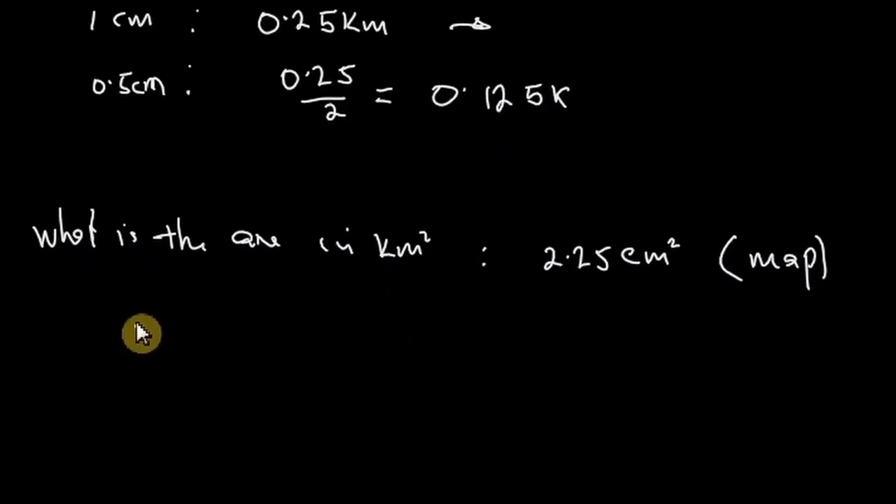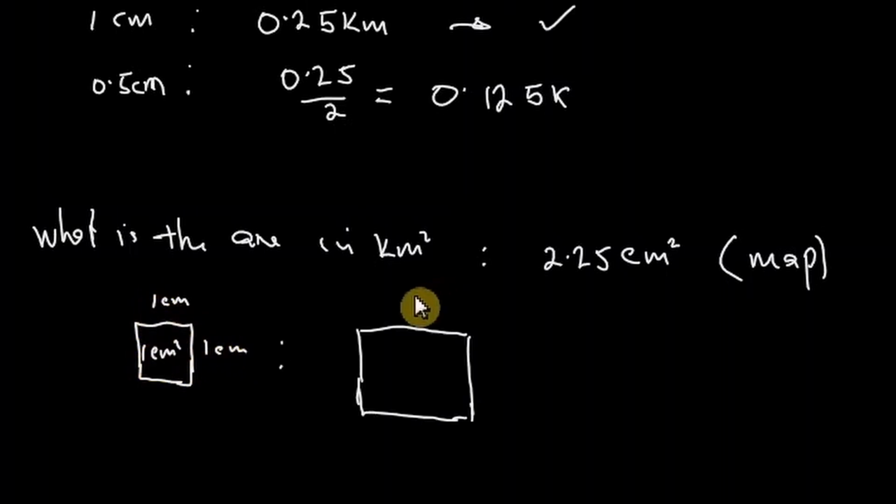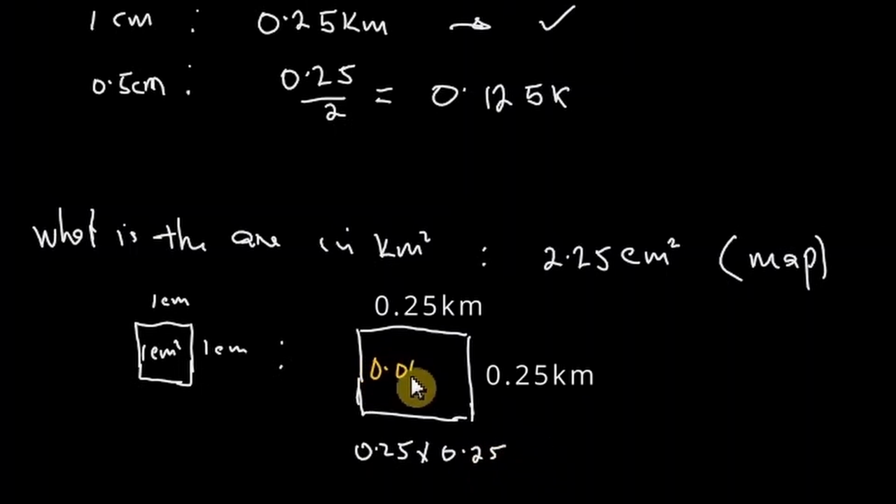How I like to start is by drawing a 1 centimeter square block. So this is 1 centimeter by 1 centimeter. And if you notice, the area of this block would be 1 times 1, which is 1 centimeter squared. And since we know that 1 centimeter on the map represents 0.25 kilometers, then this 1 centimeter square block would also represent a square block of 0.25 by 0.25 kilometers. And therefore, the area of this square block would be 0.25 times 0.25, so that would be 0.0625 kilometers squared. So 1 centimeter square on the map would represent 0.0625 kilometers squared in actual area.